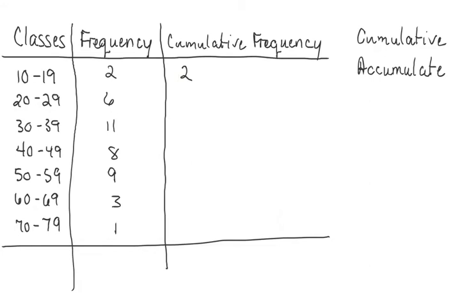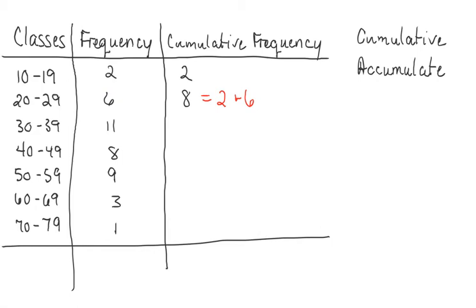When we move on then to the next class, the 20 to 29 class, we grab 6 more. So what we do for the cumulative frequency then is we actually add the 2 from the first group plus the 6 from the second group, and that gives us our cumulative frequency of 8. So it's the 2 from the first class that we started with, and then the 6 from the next class that we are adding on to it, that we're accumulating as we go.